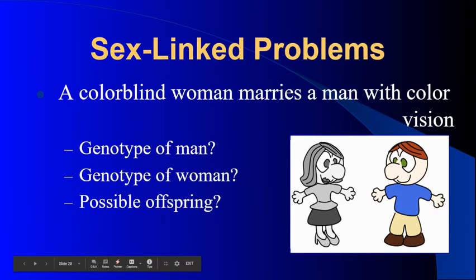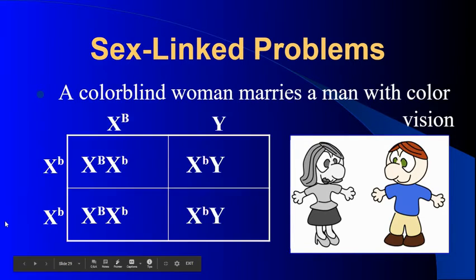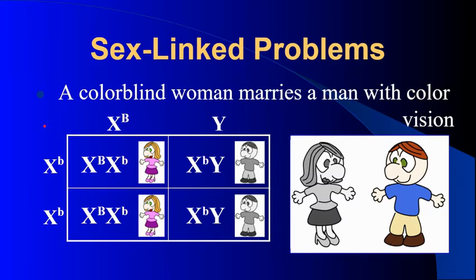Here's another problem. This time we have a colorblind woman who marries a man with color vision. Again, we need to determine the genotype of the man, the genotype of the woman, and their possible offspring. So when we fill out a Punnett square for this couple, we have our colorblind woman over here. For her to be colorblind, she needs a recessive allele on each of her X chromosomes, and the male has color vision. And so he is X big B Y, because remember, there's no gene for this on the Y chromosome. And so then we can see what children they would possibly produce.